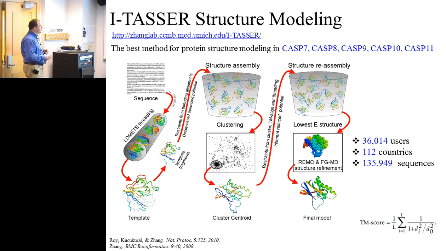So these are then used to drive new restraints, put through the structural reassembly process, and out of this we do some refinement and get to a final model.